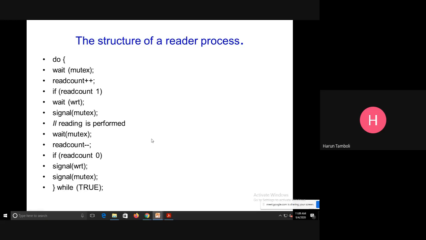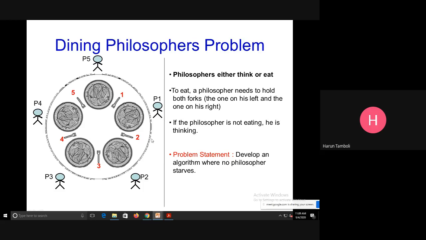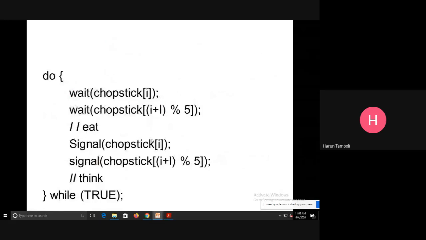Okay, so finish. Okay, another classical problem of synchronization is the dining philosopher problem. This is a popular problem. I think the solution of this problem is used in Ethernet. Yeah, if I remember.